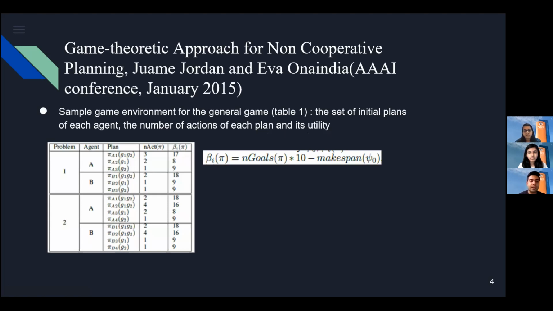The general game which was implemented in this paper can be seen in the table. The environment is set up in such a way that there is a set of plans for each agent, A and B, and they are set to go through two problems, and the number of actions in each plan and its utility is given in the table. Player A and player B both can perform actions denoted by pi subscript the number of the action and the name of the player, as pi A1, denoting that it would reach goal 1 and goal 2 by playing three actions. Its utility can be defined by the formula: the number of goals multiplied by 10 minus the makespan, which basically denotes the delay in the action, since the player can also choose to not perform an action, which can cause delay during their trial of play.